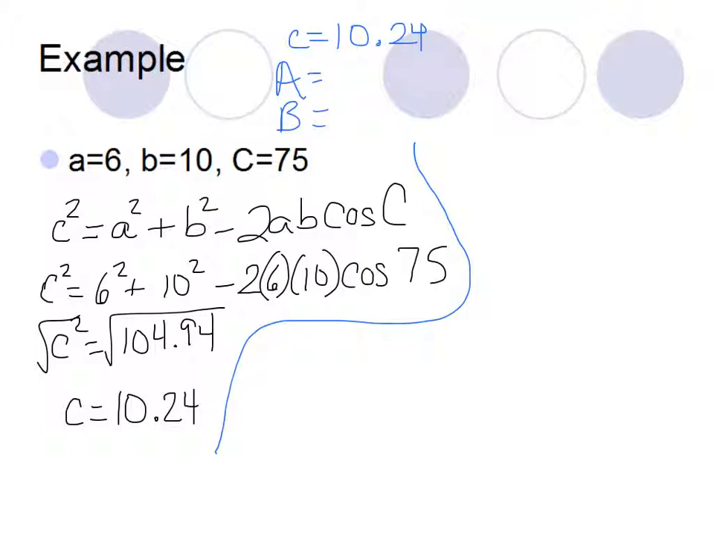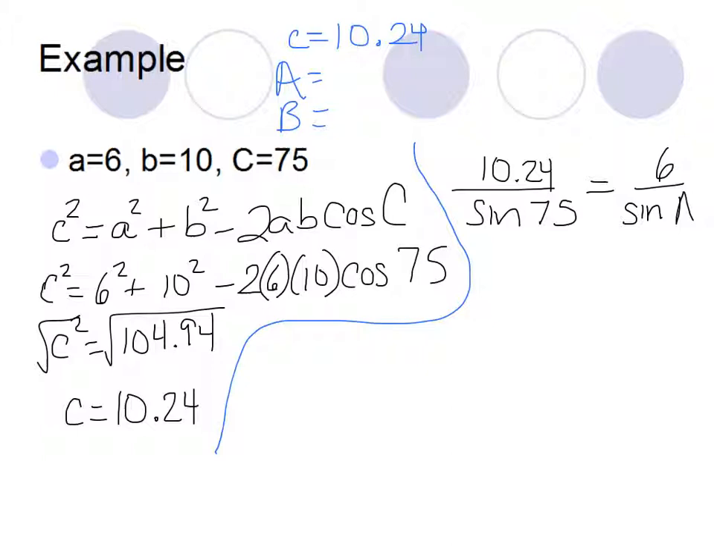So let's just set up a law of sines. I've got my matching letters. Now I have the c's, so it's 10.24 over the sine of 75 equals, let's look for A, so it's 6 over the sine of angle A. All right, so then I'm going to cross multiply and then divide.